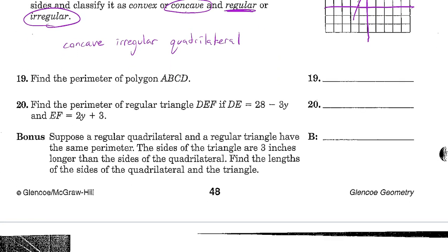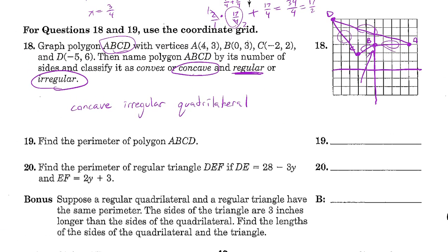Find the perimeter of polygon ABCD. Okay, so for one of these sides, we can just count. If we have a horizontal or vertical line on a coordinate plane, we can just count. So, switching over, this one I could just count as 4. The rest I'm going to have to use the distance formula, but I'm just going to keep using the Pythagorean Theorem because it's so much better.